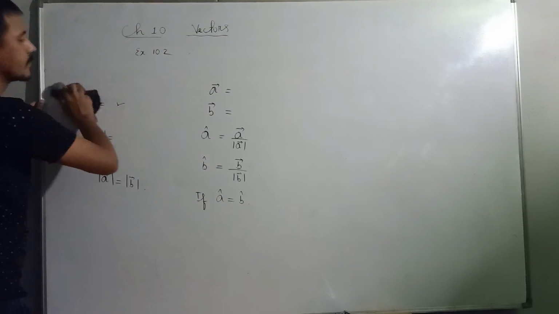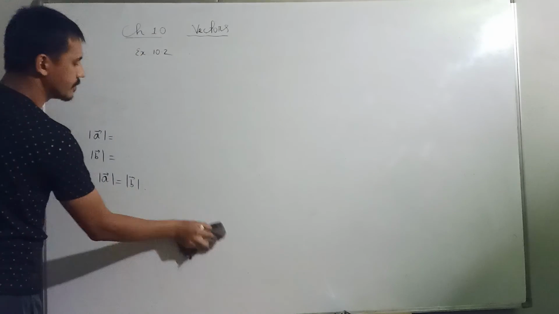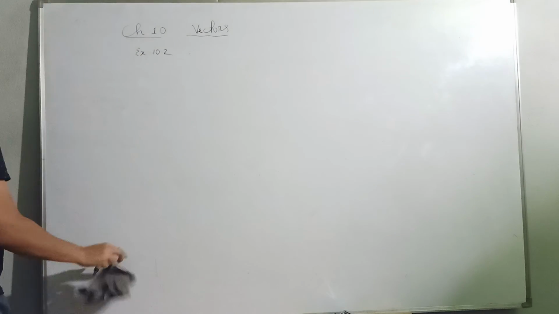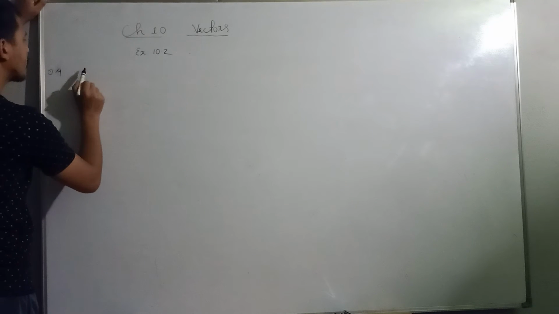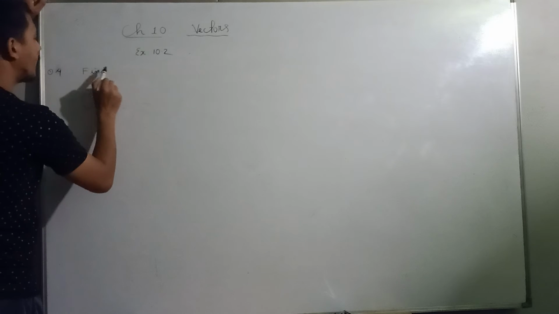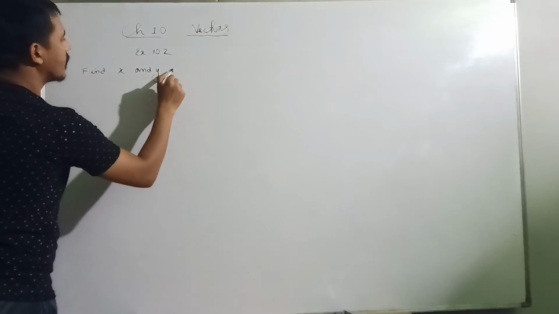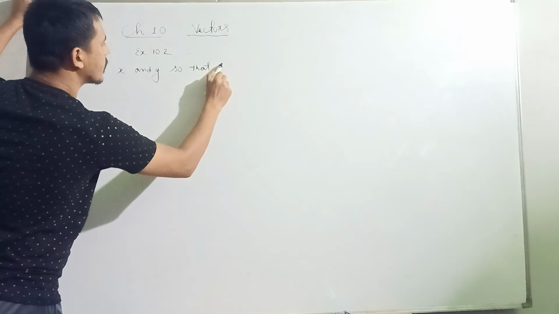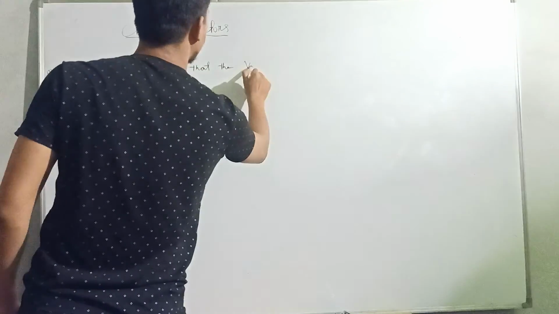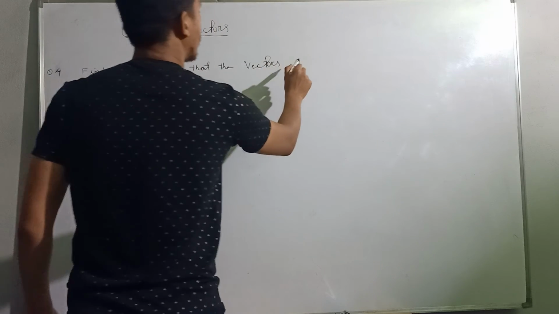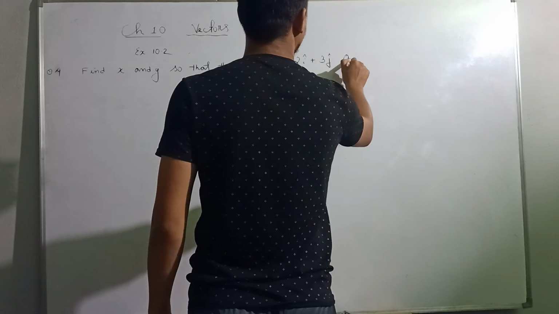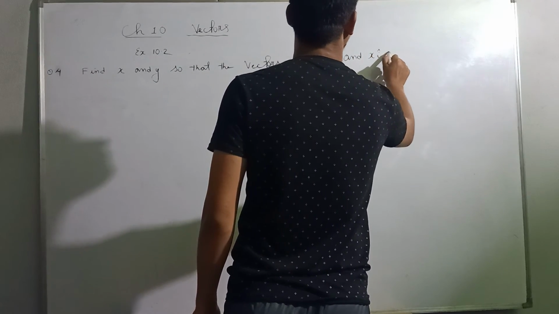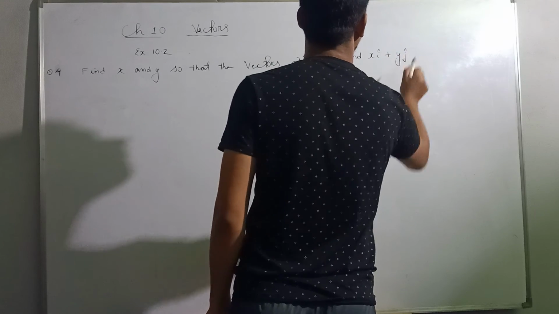Next, we have given two vectors which are equal, and then they are telling to find x and y in one vector. Let me write it. Question number 4. Find x and y so that the vectors 2i cap plus 3j cap and x i cap plus y j cap are equal.